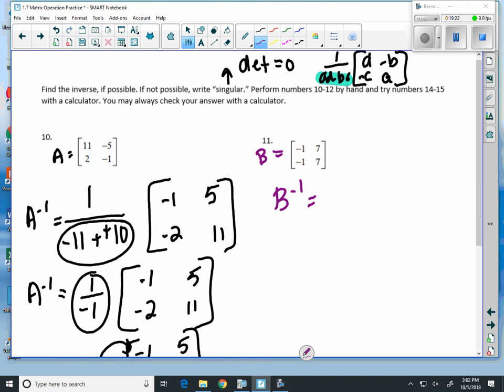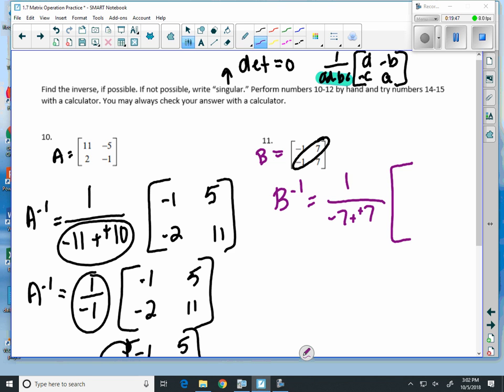So for the inverse of our matrix, we're going to go ahead and do our determinant again. So negative 1 times 7 is negative 7 minus 7 times negative 1, which is negative 7. Oops, change that spot. So double negative becomes positive.